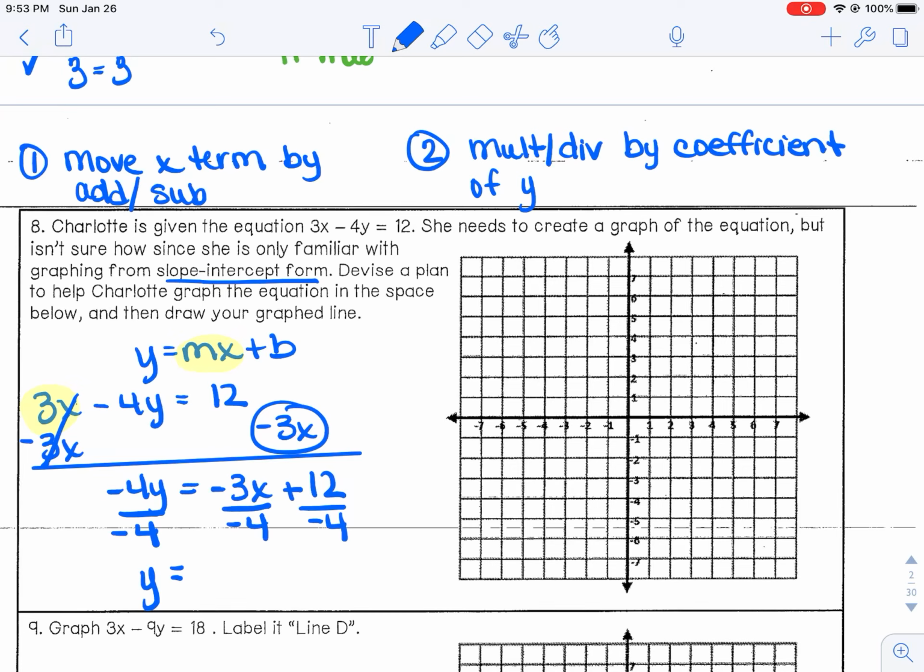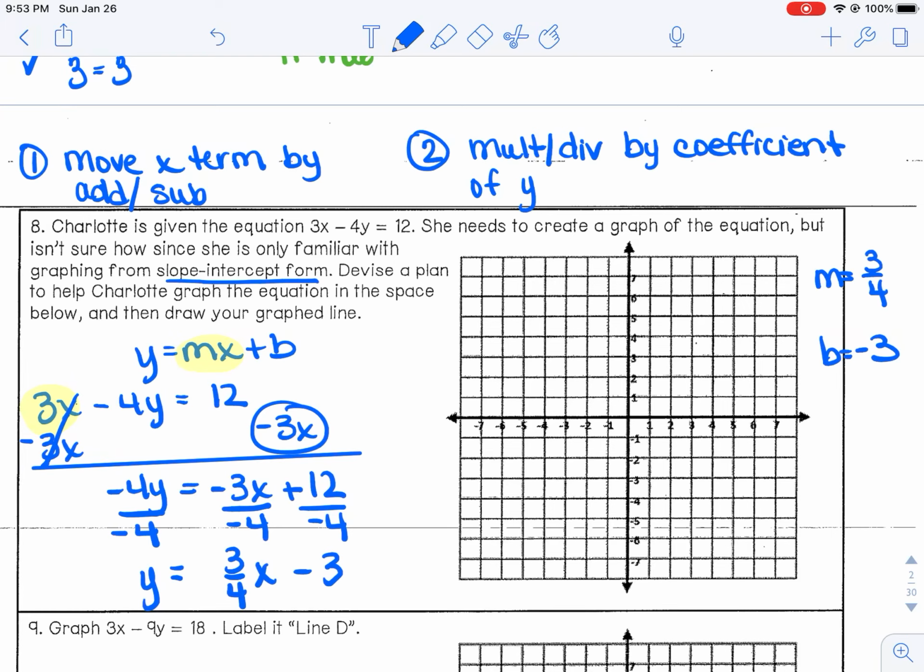Remember, slope needs to be in fraction form, and a negative divided by a negative is a positive. So I'm going to get rid of the minus signs and just leave the 3/4 x. And then a positive 12 divided by a -4 is a -3. Okay, now I have my slope-intercept. My slope is 3/4. My y-intercept is a -3.